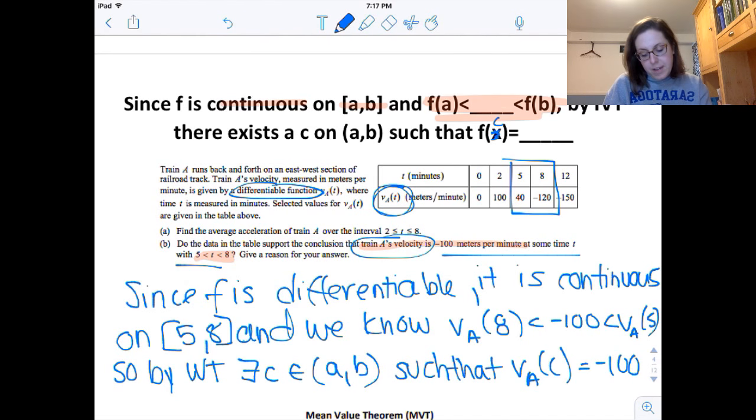And I would answer yes here too, if it says does the data. Continue to send questions if you have them.